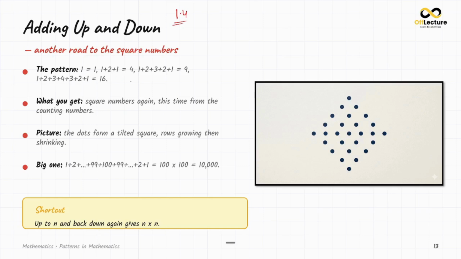So what pattern are we creating? 1 is 1. 1 plus 2 plus 1 is 4. 1 plus 2 plus 3 plus 2 plus 1 is 9. 1 plus 2 plus 3 plus 4 plus 3 plus 2 plus 1 is 16. So what are we getting here? Again, we are getting the square of each number: 1 square, 2 square, 3 square, 4 square. But this time we are using the counting numbers.